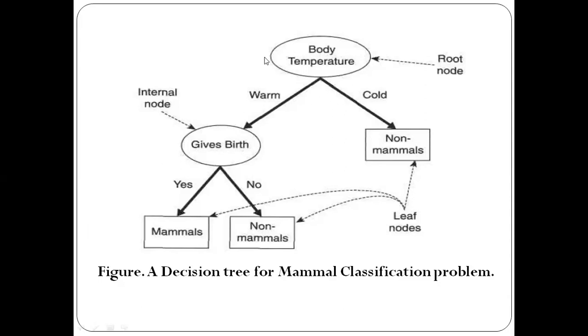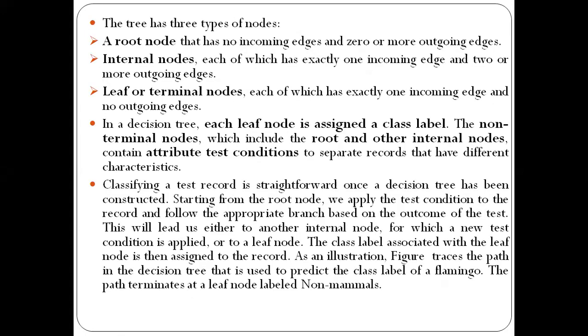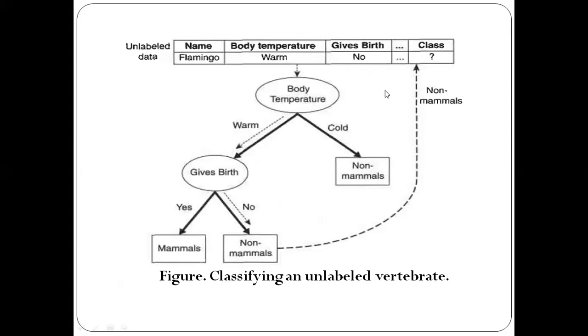So the root node will not be having any incoming edge, but it can have two or more outgoing edges. The internal vertex can have one incoming edge and two or more outgoing edges. And the leaf node can have one incoming edge but no outgoing edges. So these are the different nodes that are present in a decision tree. Now suppose you have got a new record that you want to classify. Let us consider that we have got a record now that I want to classify. So this is the record that I have been given.